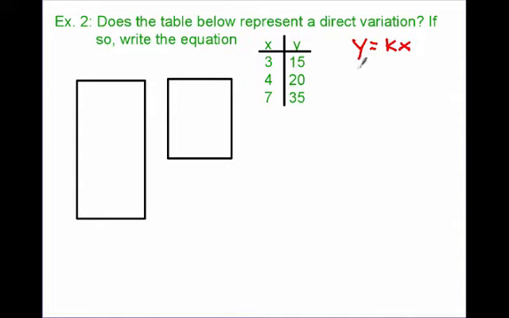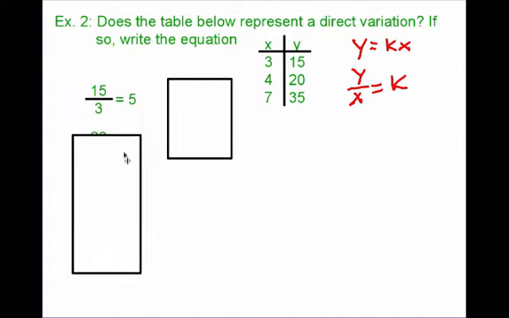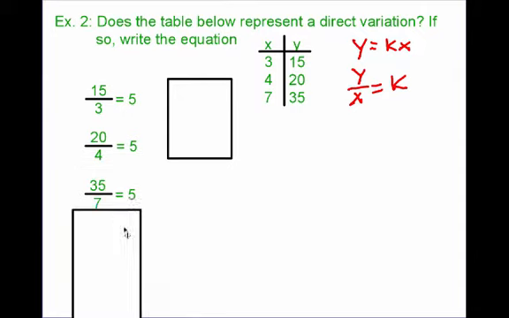And the way we think about this is we're going to go, okay, divide both sides by x, y over x equals k. I'm going to do 15 divided by 3, 20 divided by 4, 35 divided by 7. They all need to end up being the same number. So let's test that out. 15 divided by 3 is 5. 20 divided by 4, also 5. 35 divided by 7, also 5.